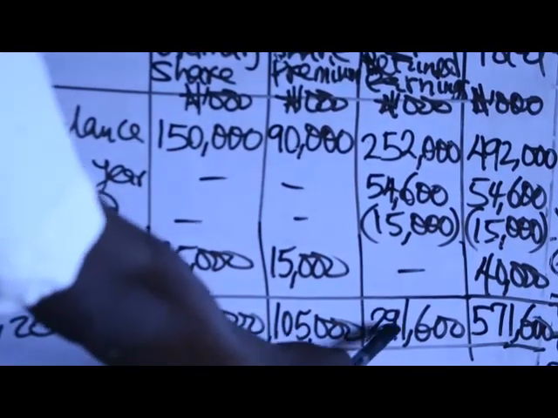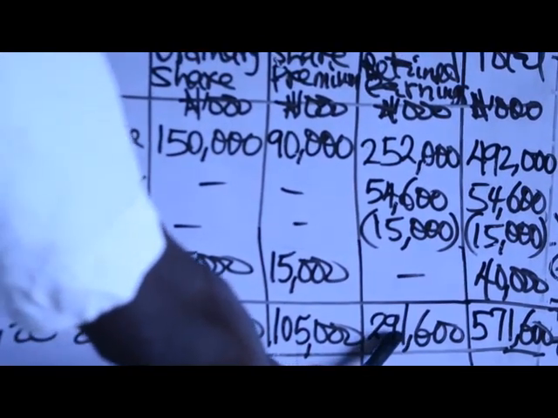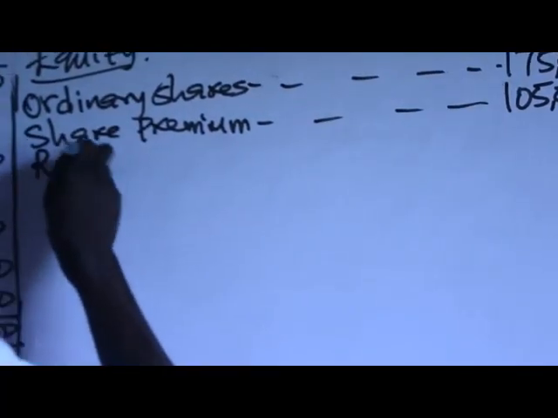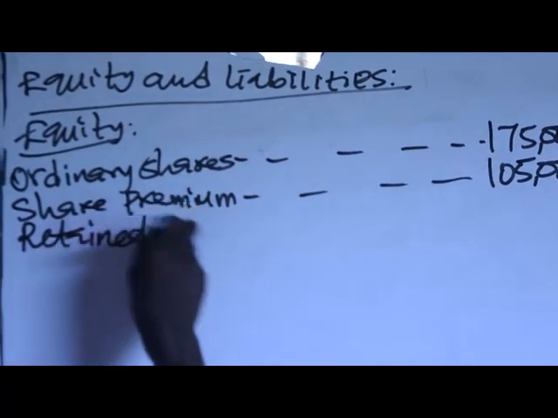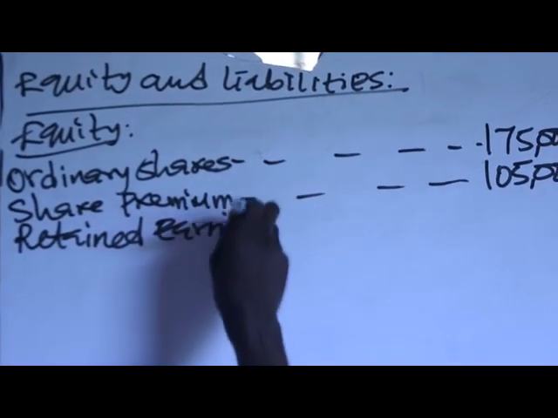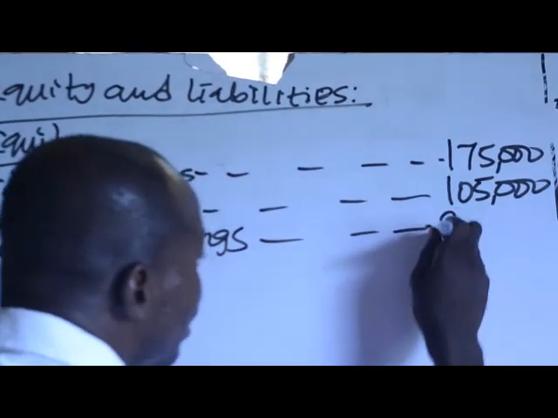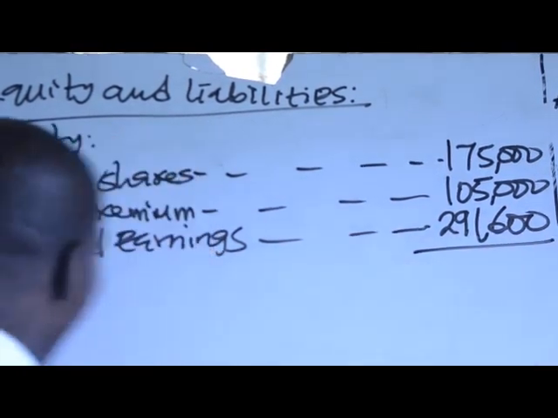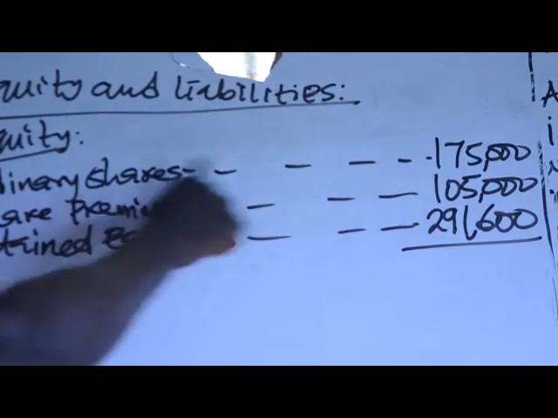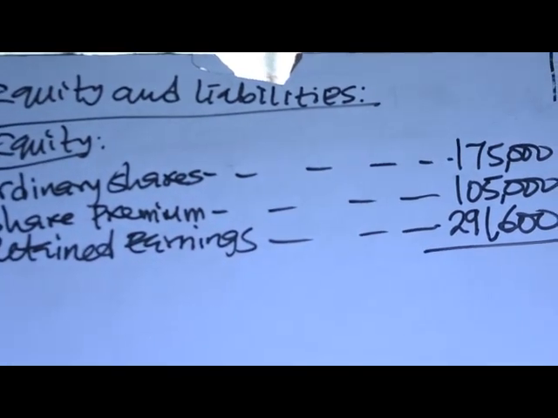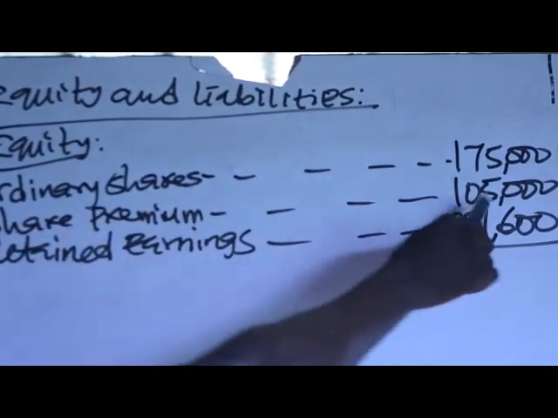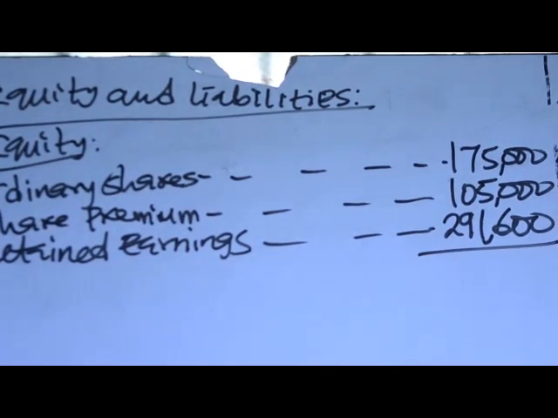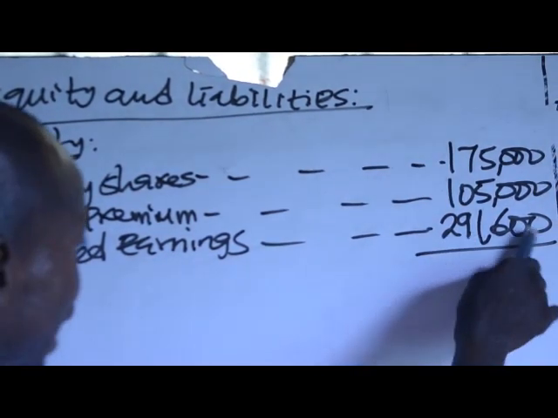Our retained earnings is totaled 291,600. So we now sum up our equity. That is ordinary shares of 175,000 plus share premium of 105,000 plus retained earnings of 291,600.